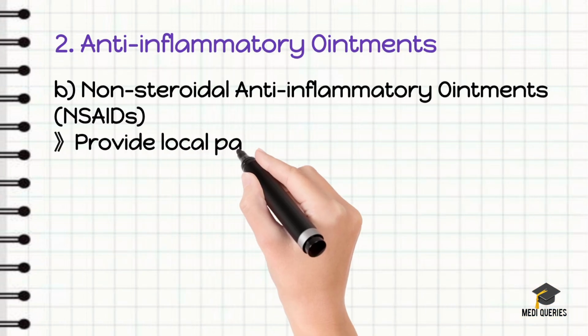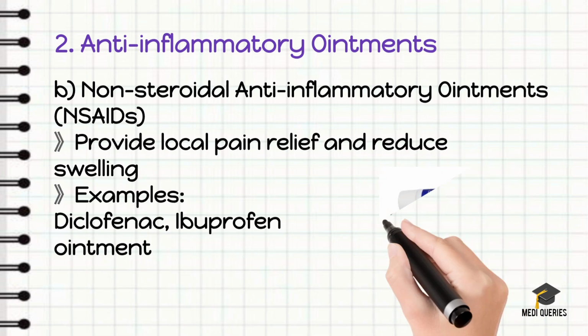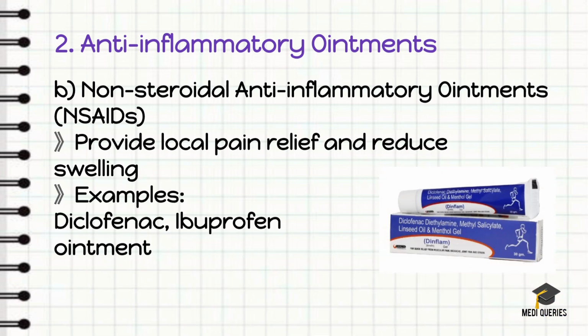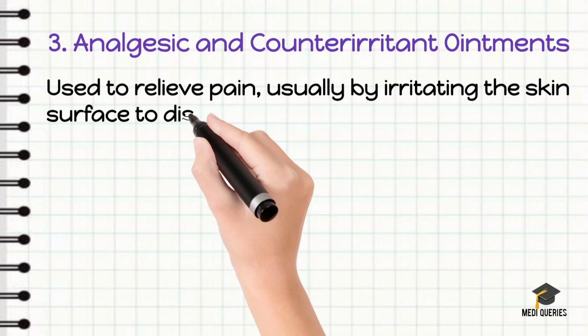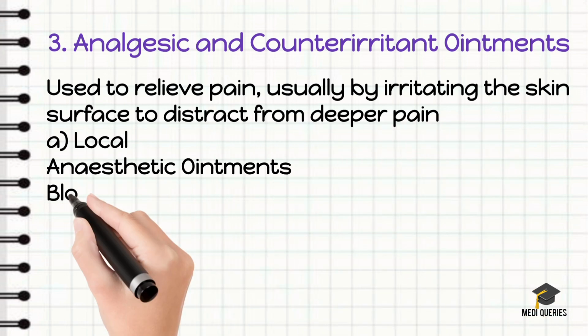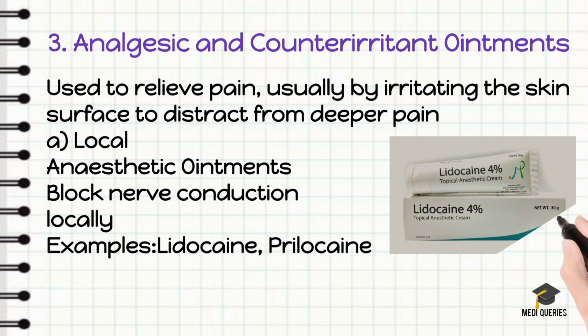And second is non-steroidal anti-inflammatory ointments. They mainly provide local pain relief and reduce swelling. Examples: diclofenac, ibuprofen ointments. And third one is the analgesic and counter-irritant ointments. They are mainly used to relieve pain, usually by irritating the skin surface to distract from deeper pains.